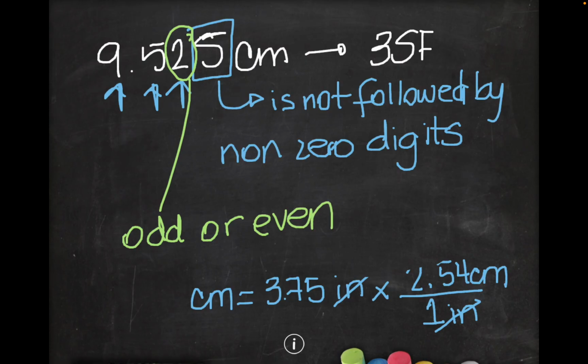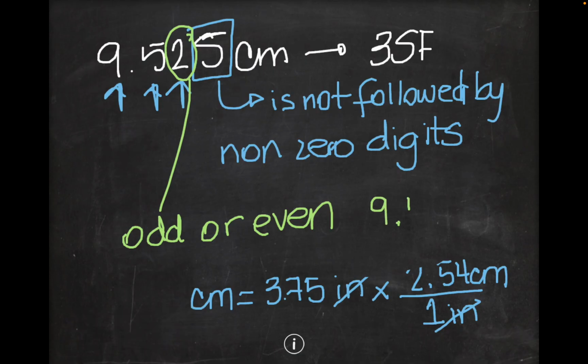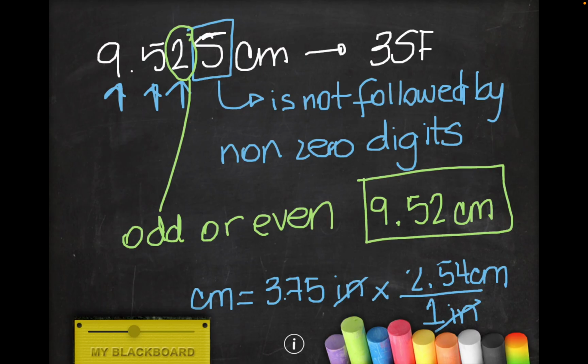So what is going to happen? It's going to stay the same. What is going to be my final answer? 9.52 centimeters, 3 significant figures, rounded to the correct number of significant figures. And that's it. I hope you understood conversion factors. And again, we're practicing significant figures. Bye.